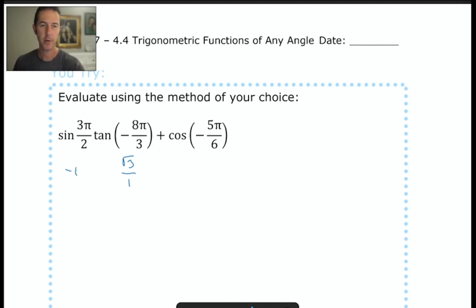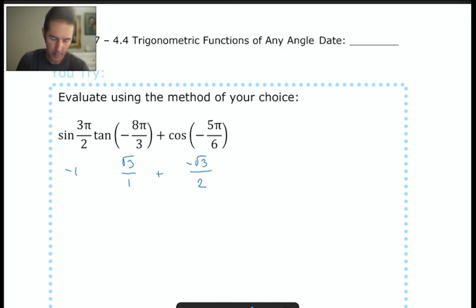The cosine of -5 pi over 6 swings you down and around and into the third quadrant, or you could think of it as being the cosine of 5 pi over 6. Since it's an even function, it would give you the same answer. Cosine is adjacent over hypotenuse, which is going to be -√3 over 2. Yeah, that's right. And then you've got to add all those together.